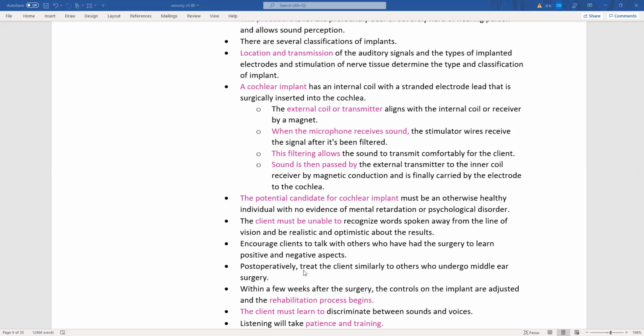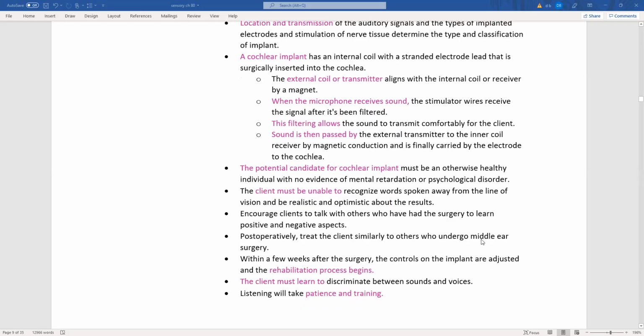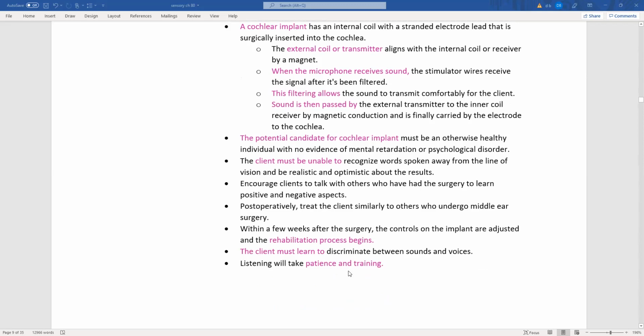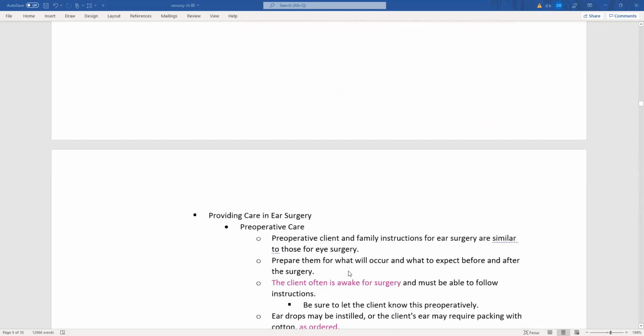Post-operatively, treat the client similarly to others who undergo middle ear surgery. Within a few weeks after the surgery, the controls on the implant are adjusted and the rehab process begins. The client must learn to discriminate between sounds and voices. Listening will take patience and training.